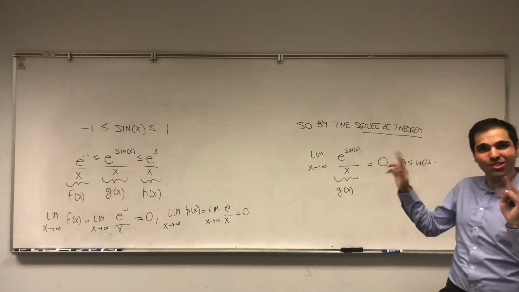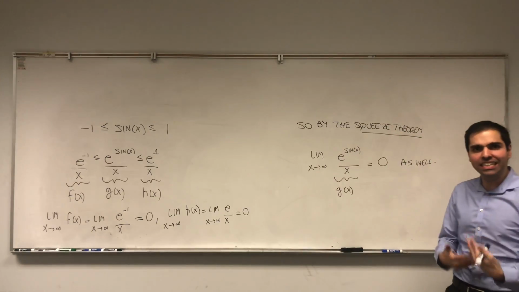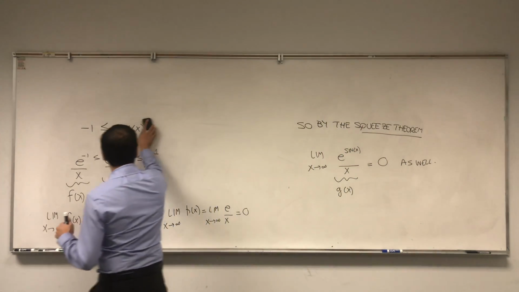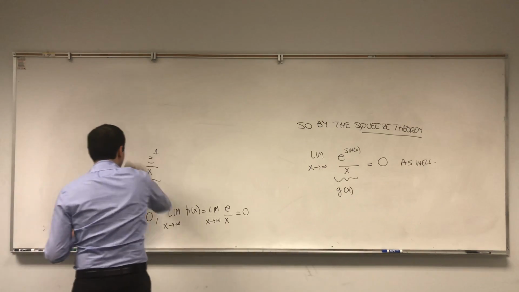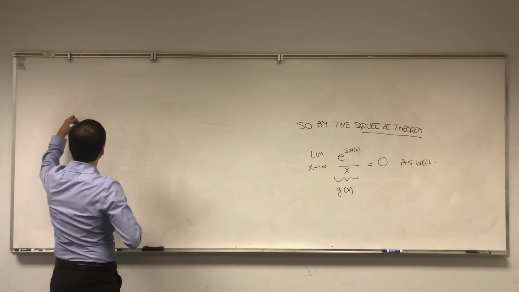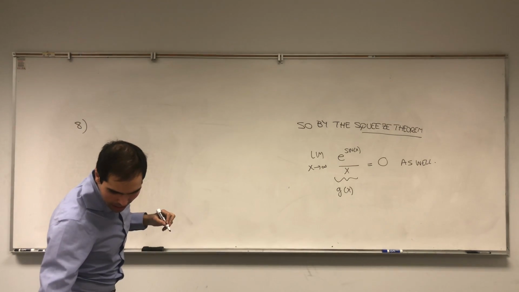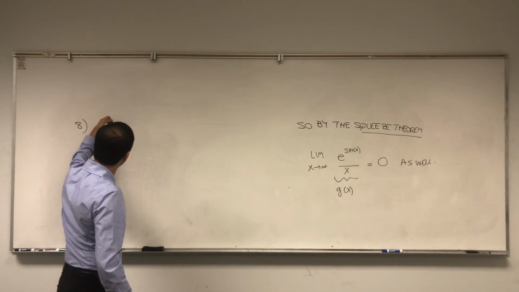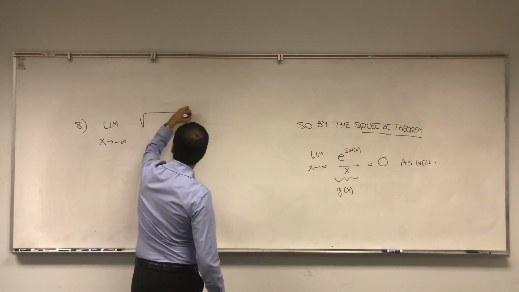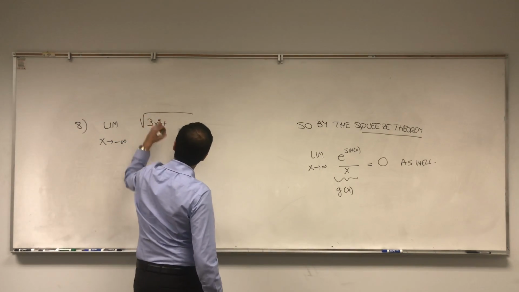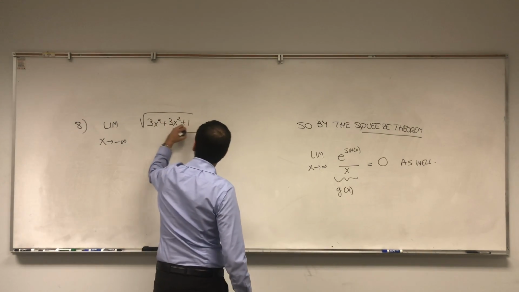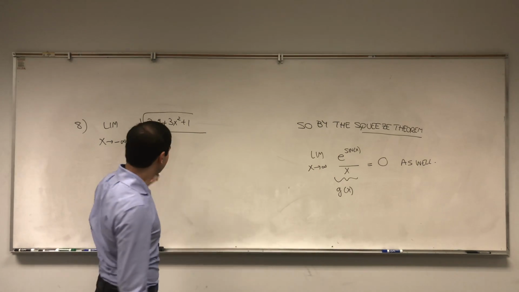Okay, and for the rest, we'll just do 3. So those are really the main techniques of dealing with limits. For the rest, I'll just give you 3 more limits, and let's figure out what technique to use. Number 8, how about the limit as x goes to -infinity of square root of 3x to the 4th plus 3x squared plus 1 over 2x squared plus 3.